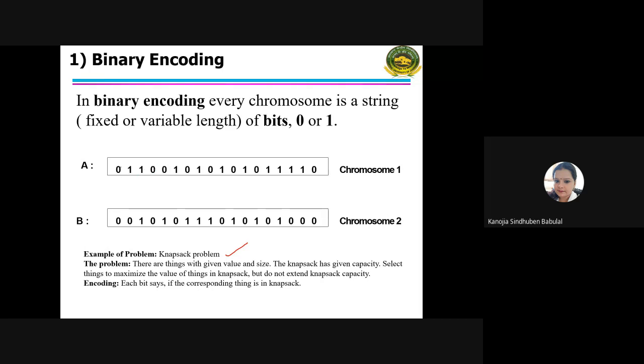In a house, suppose there are various things. Let us count how many chromosomes are here. 1 2 3 4 5 6... 18. 18. Okay. Let us take an example. There is a house and there are 18 different things in that particular house.